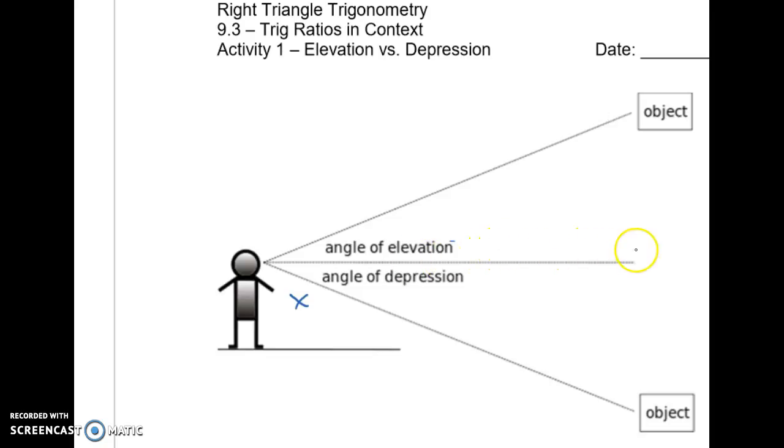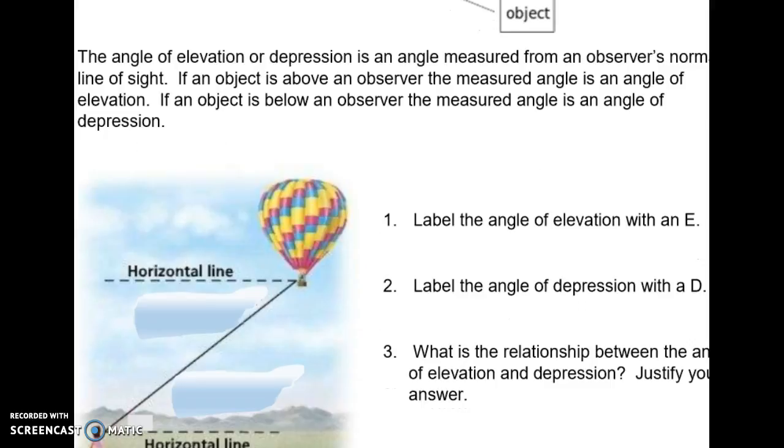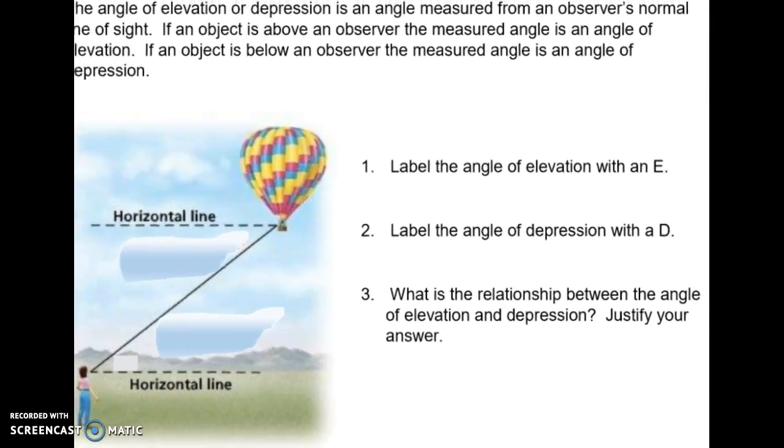Here, again, our normal line of sight, the object is down below. The angle that's formed from the normal line of sight to the object that we actually see, that angle that's formed right there, is called the angle of depression. So the angle of elevation and depression are going to be very important for us to be able to figure that out, because then we can solve some of these trig problems.